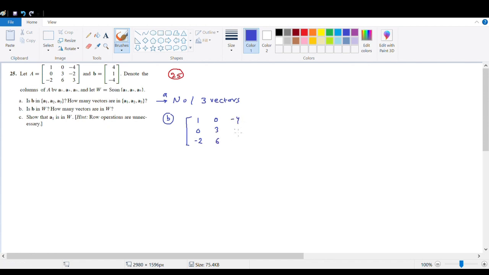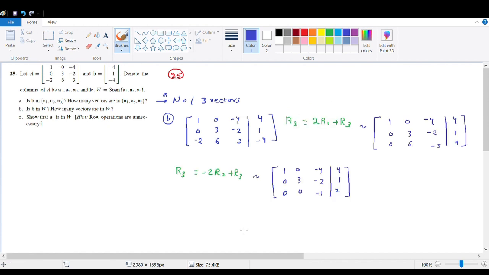So minus 4, minus 2, 3. Then we have B: 4, 1, minus 4. We do some row operations to reduce this to echelon form. It is clear here that the system is consistent. So B is in W, which is the span of A1, A2, A3.